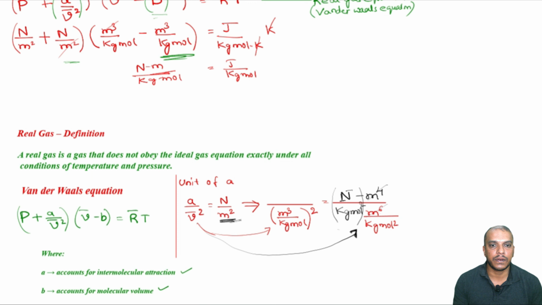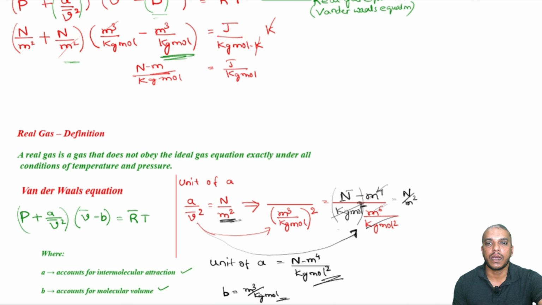Only when the unit of A is Newton meter power 4 per kg mole square do you see that this kg mole square and that kg mole square cancel out, and meter power 4 and meter power 4 go off, and you remain with Newton per meter square. So, the unit of A must be Newton meter power 4 divided by kg mole square. This we will have to take care of. And the unit of B is meter cube per kg mole.